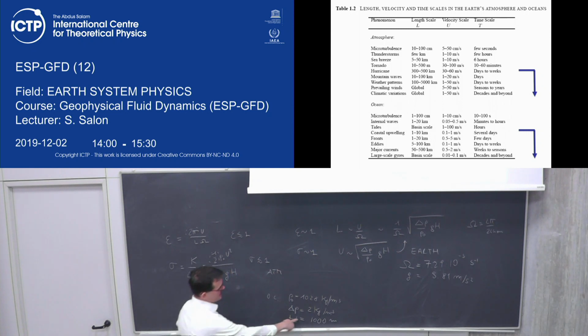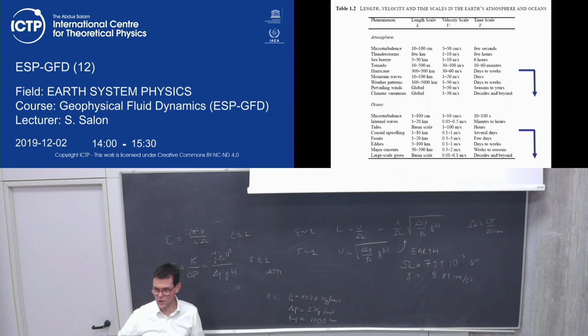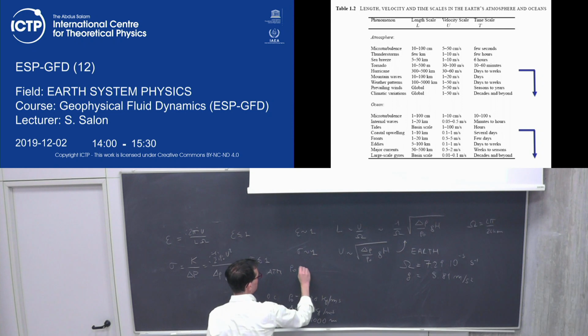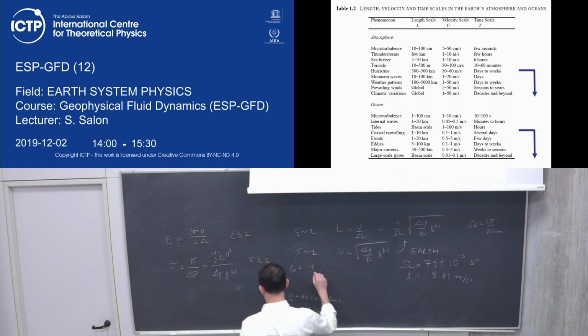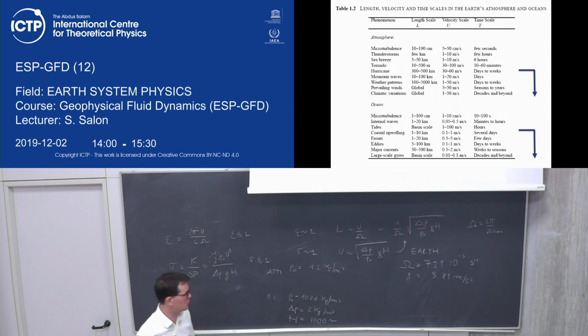And this is the typical depth of currents. Okay? Let's look to the atmosphere. So the typical density is 1.2. So we have 3 orders of magnitude of difference in density.